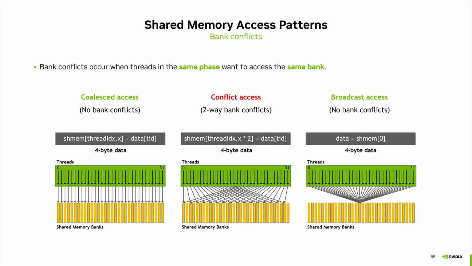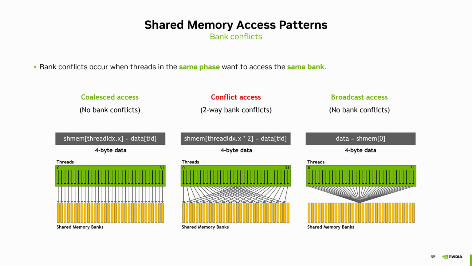So if we look again at access patterns in shared memory, what is important to remember is that the perfect scenario is, of course, when threads in our warp access different banks, okay? Because that's how we get parallelism, through banks. In this scenario, which we call coalesced, on the left, each thread is accessing 4-byte data contiguously, okay? So this is, again, the perfect scenario.